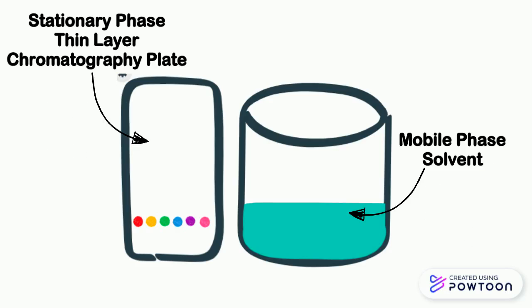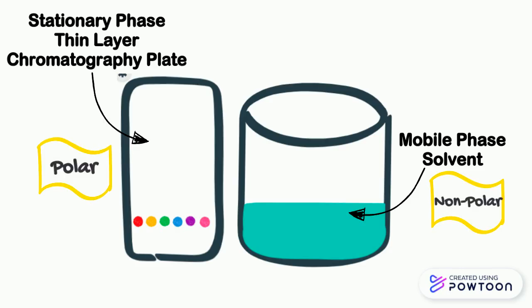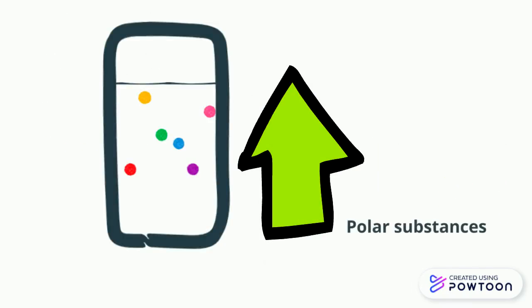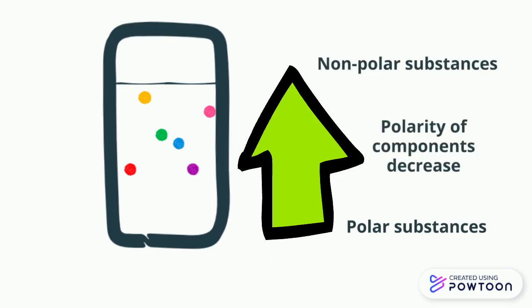As the stationary silica phase is polar and the solvent is nonpolar, the polar components of the analyte, the amino acids, will adhere to the silica tightly and thus travel slowly up the plate, while the less polar or nonpolar components will not adhere that strongly to the silica and travel up the plate relatively fast with the solvent.